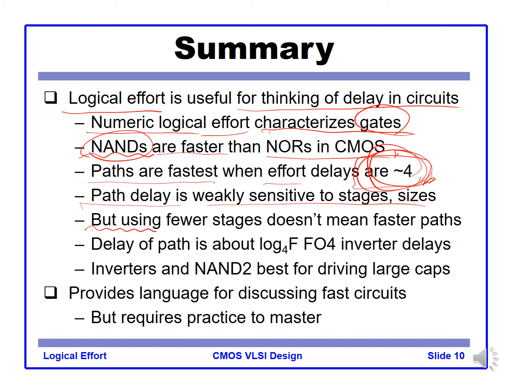Another critical thing is that using fewer stages doesn't mean a faster path, right? You need the optimum fan out, and that optimum fan out leads us to the minimum delay. So a fan out of around 4 gives us the minimum delay, so the number of stages can be found by log base 4 of F, and that gives us the optimum number of stages.